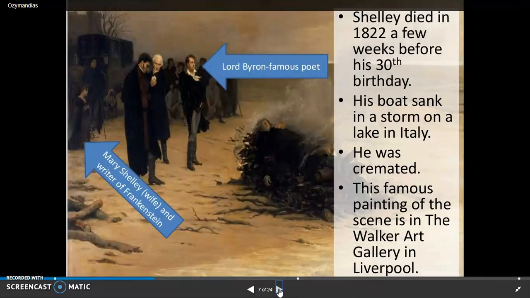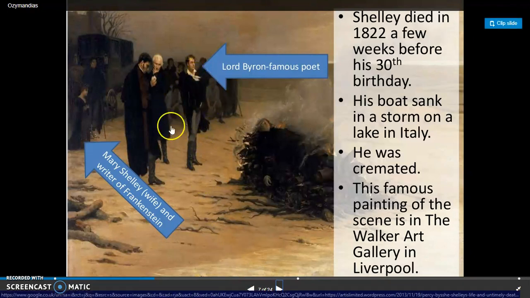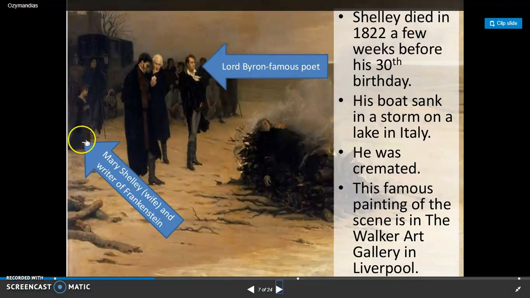Shelley died in 1822, a few weeks before his 30th birthday. His boat sank in a storm on a lake in Italy. He was cremated. This famous painting of the scene is in the Walker Art Gallery in Liverpool. So there's Lord Byron, the famous poet there. And this is his wife, Mary Shelley, and actually the writer of Frankenstein, which I did not know. That might actually help you.